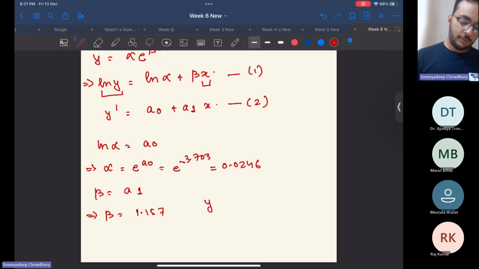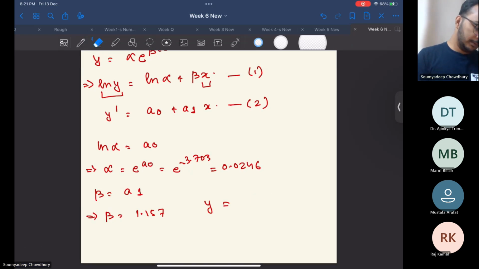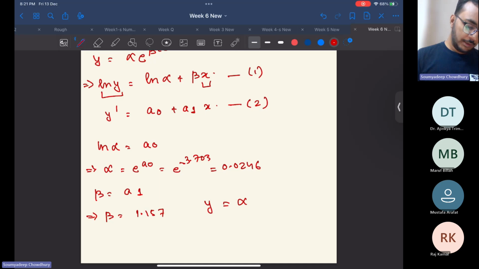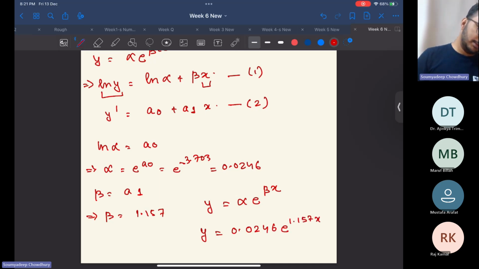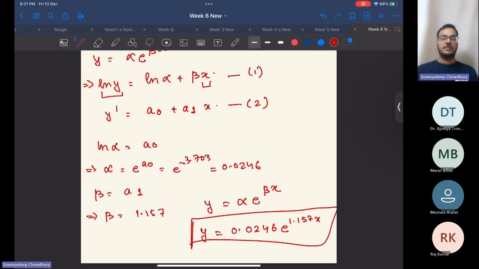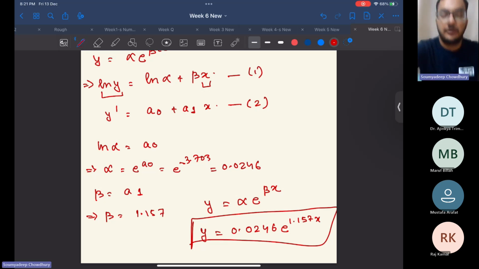So the final form of the equation is y equals alpha e power beta x. That is y equals 0.0246 e power 1.157x. This is my final form of the fitted equation. Any doubts, any confusion?